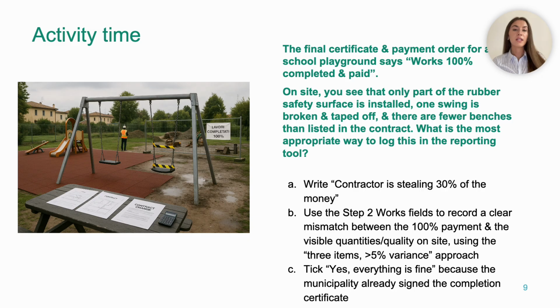Now here the learning point is that whenever 100% complete on paper meets clearly incomplete or unsafe works on site, you are standing right inside corruption scheme 2 red flags.